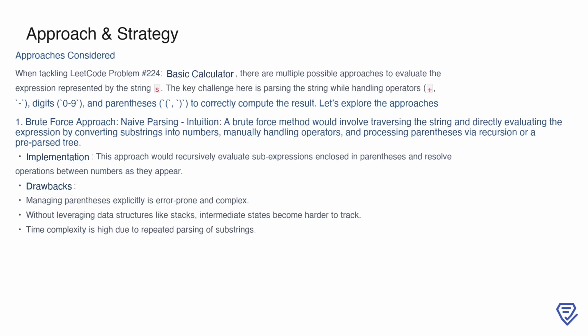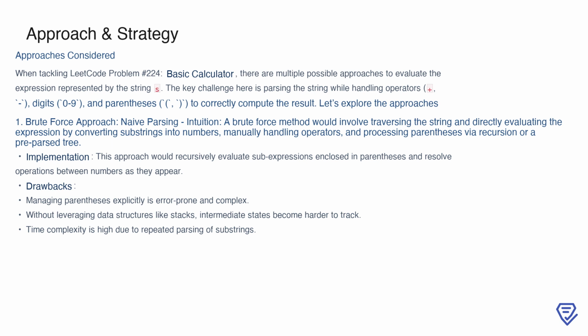When solving LeetCode problem number 224, the basic calculator, the main challenge lies in parsing a string that contains numbers, operators like plus and dash, and parentheses, all while maintaining the correct order of operations. One approach we could consider is a brute force method, where we traverse the string and evaluate the expression step by step. This might involve manually converting substrings into numbers, applying operators, and recursively evaluating sub-expressions within parentheses. However, this approach has several drawbacks.